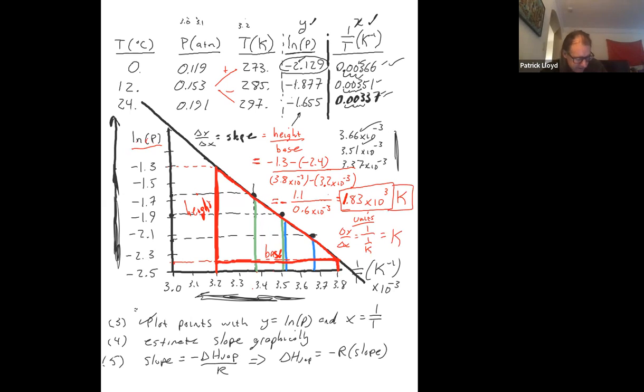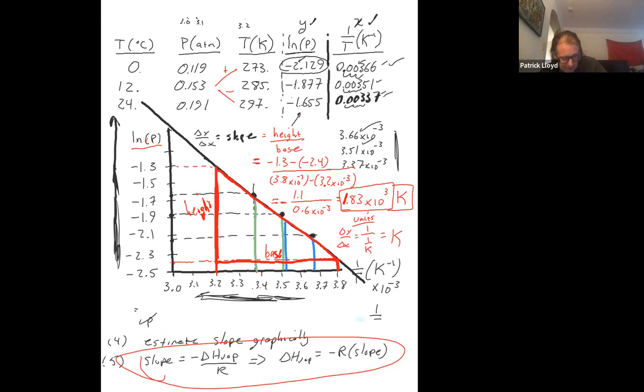Okay, so we've estimated the slope graphically. The last step is to figure out what delta H vaporization is, and that is simply minus R times our slope. So let's get rid of this part here.